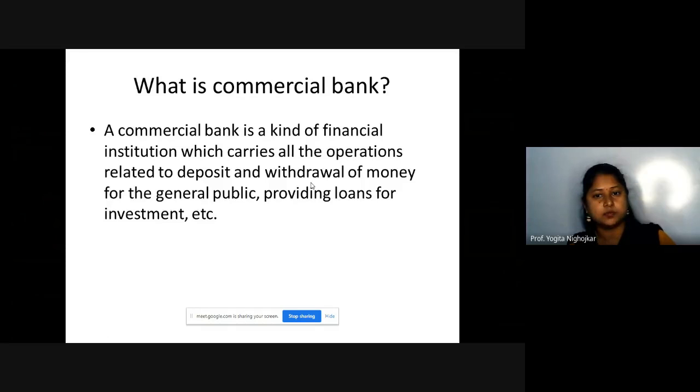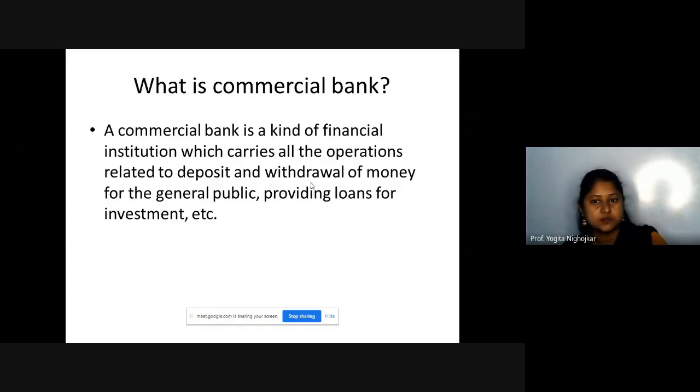Which types of deposits? Saving, current and fixed deposits. The surplus balances collected from the firms and individuals are linked to the temporary requirements of commercial transactions. Second is providing loans and advances.